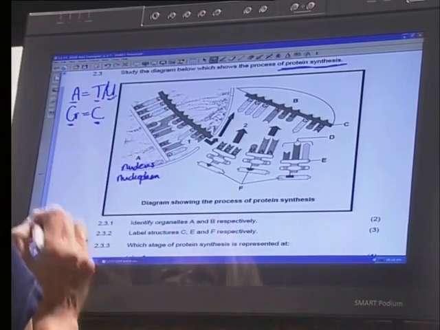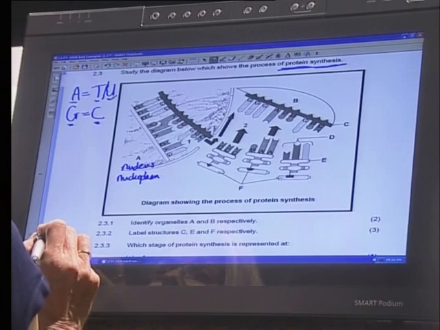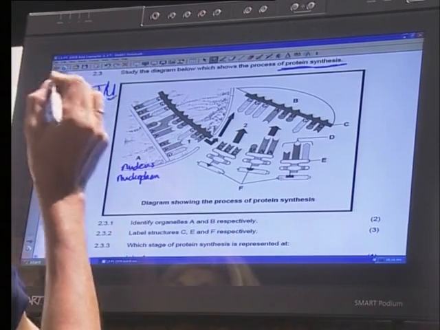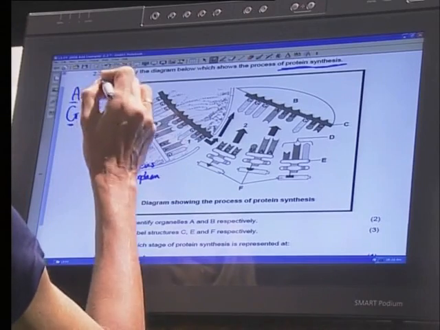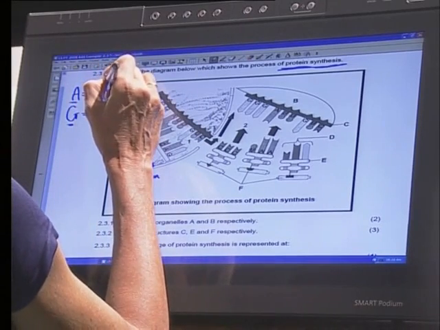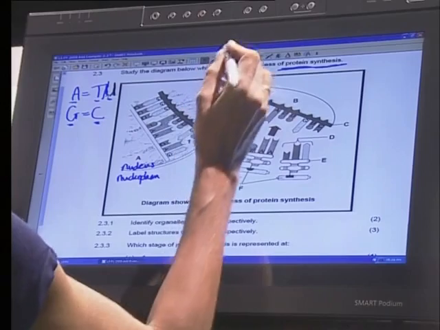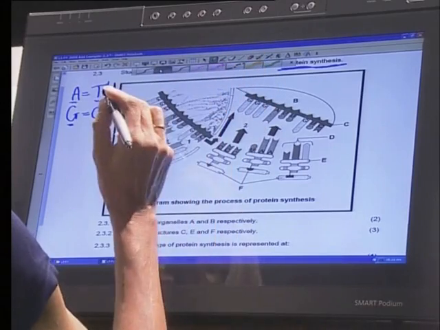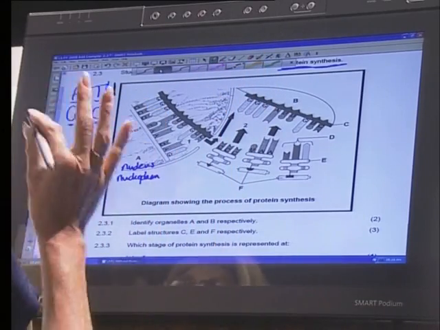Okay, you will never get any other combinations. And if it is RNA, then it will be uracil. All your T's, if it's RNA, will be replaced with the U for uracil. Does that make sense? Yes. You happy? Yes. Okay, so that's number one.